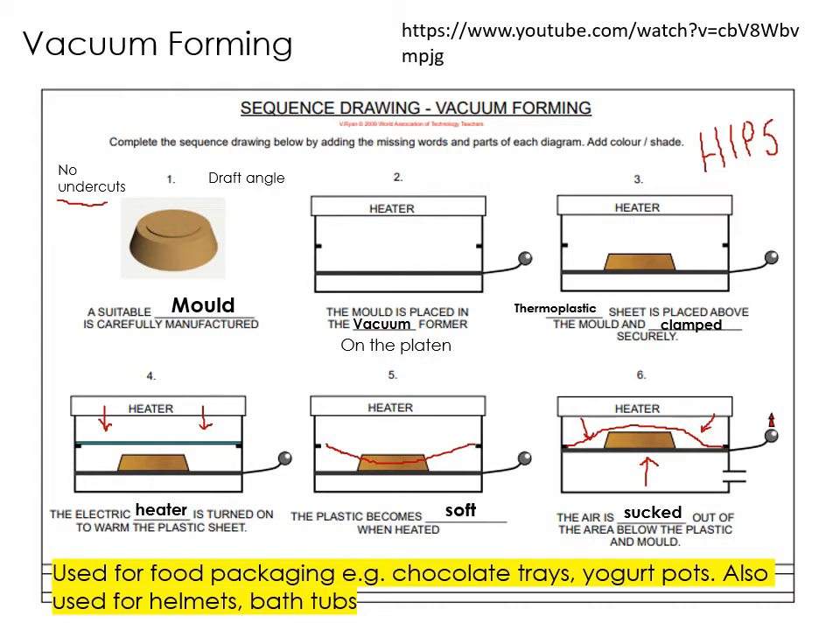This process is used for things like food packaging, yogurt pots, anything hollow. Also things like helmets and even bathtubs. If you have an acrylic or a plastic bathtub at home, it could be made using vacuum forming.